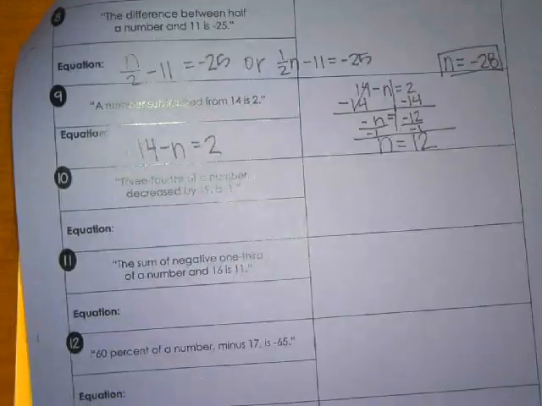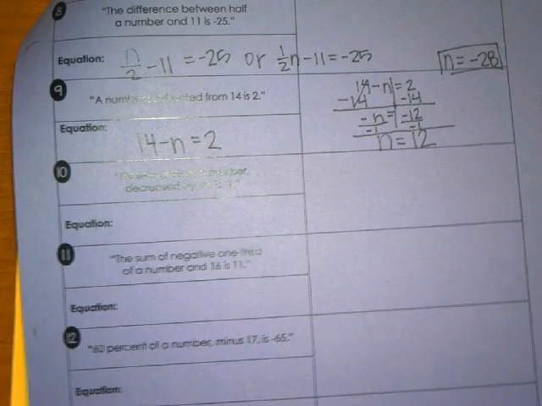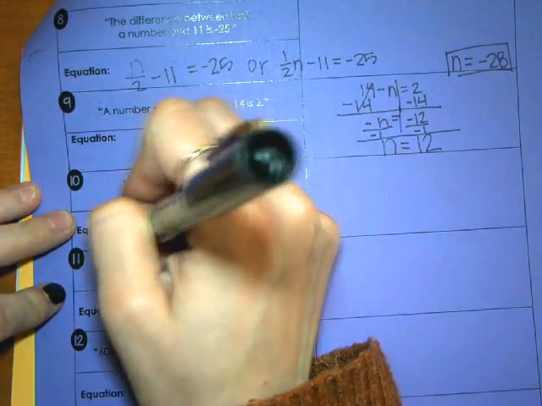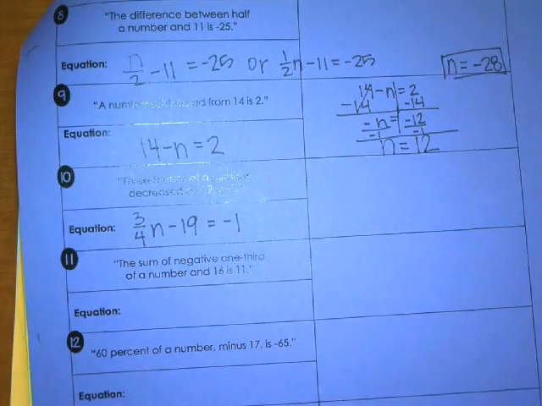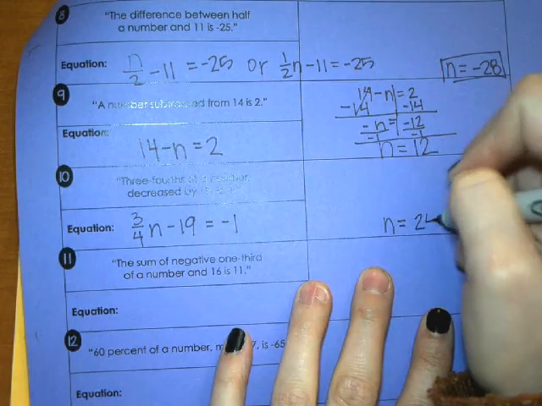Last one I had you guys do was number 10. So 20, how did you write number 10? 3/4 n minus 19. Excellent. Number 7, what's my answer? Perfect.